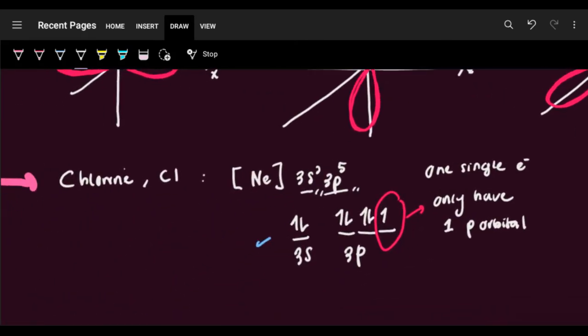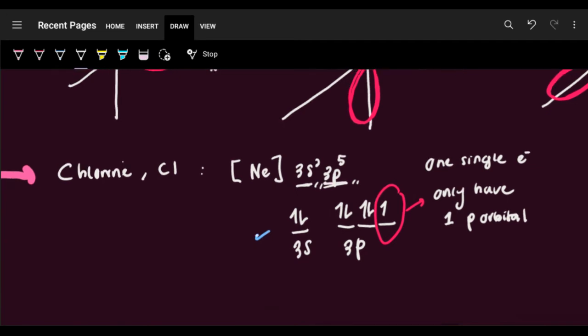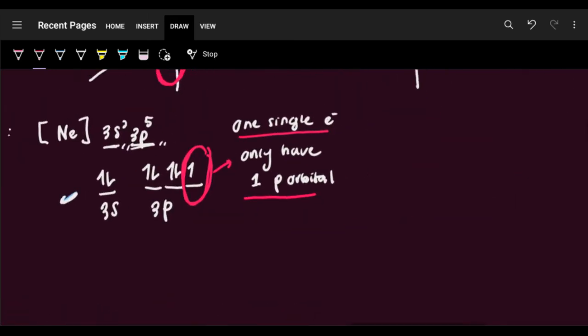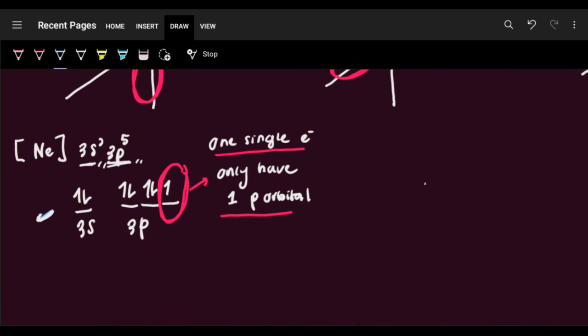Example, chlorine. Chlorine is located in the p block. It has the electron configuration 3s2, 3p5. And we draw the orbital diagram for chlorine, and we can see that chlorine has only one single electron. If the atom has one single electron, it just has one p orbital. So this is the orbital for p. It is 3p, so write 3p here, and in the orbital there is just one single electron.